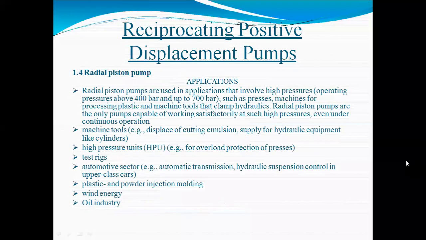Then oil compatibility and application range of the radial piston pump. So maximum we can generate 1000 bar pressure, but it can be used up to 70 bar pressure.